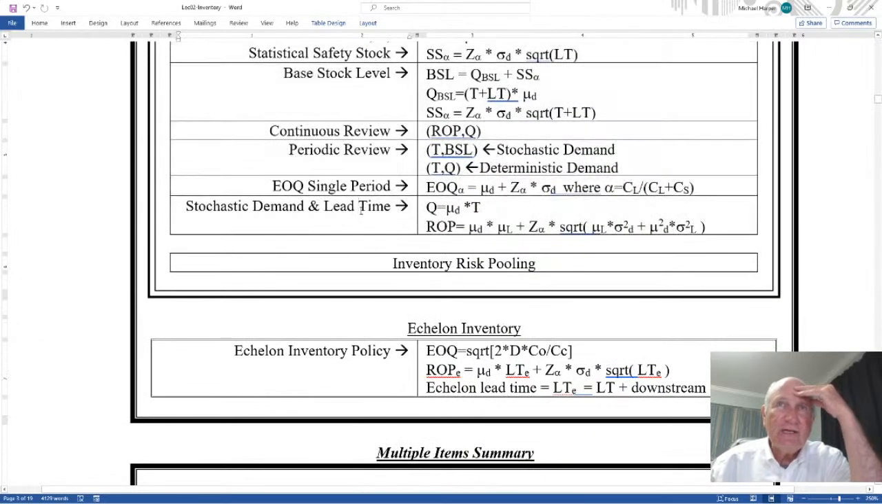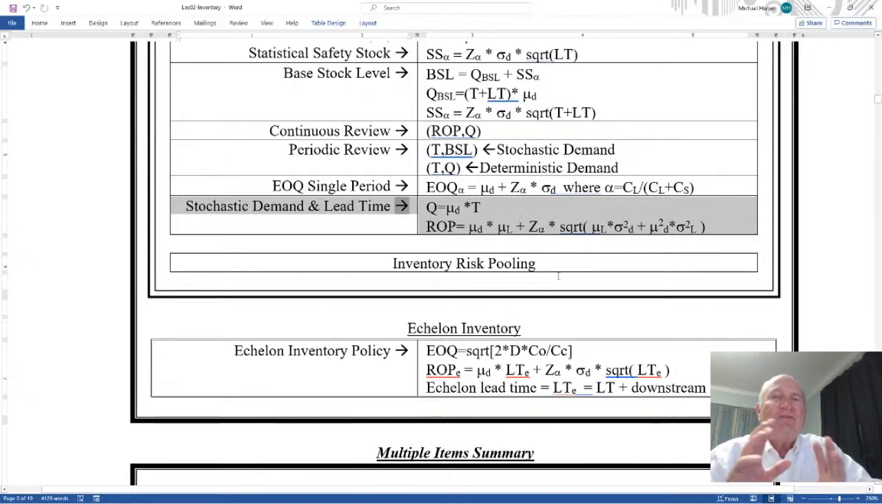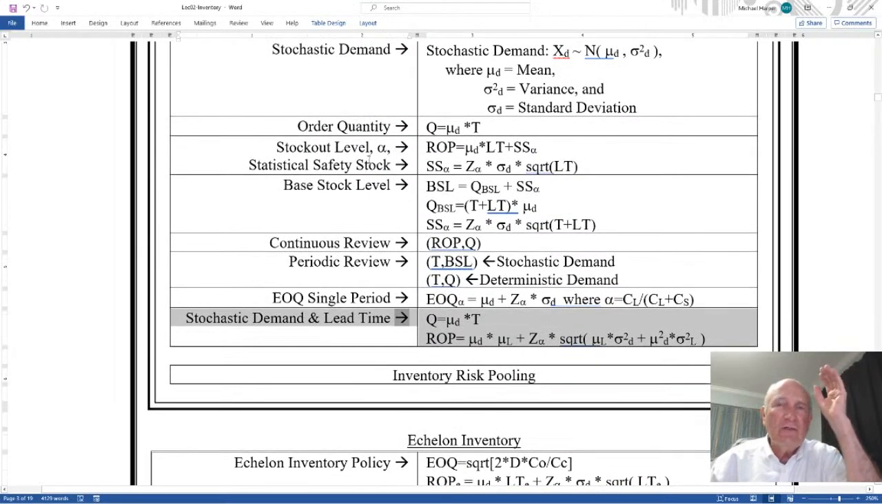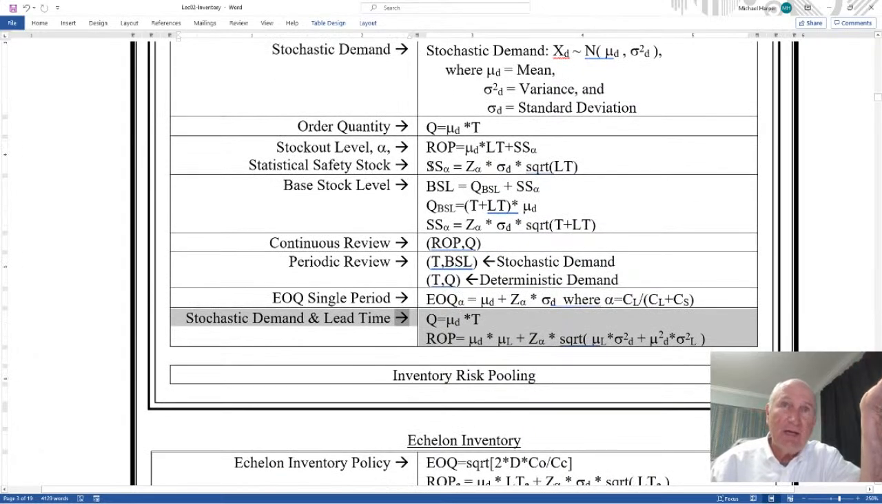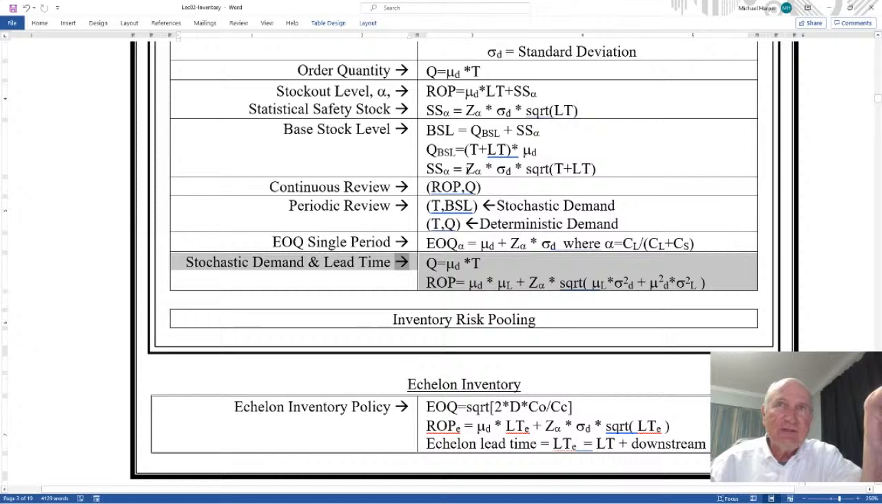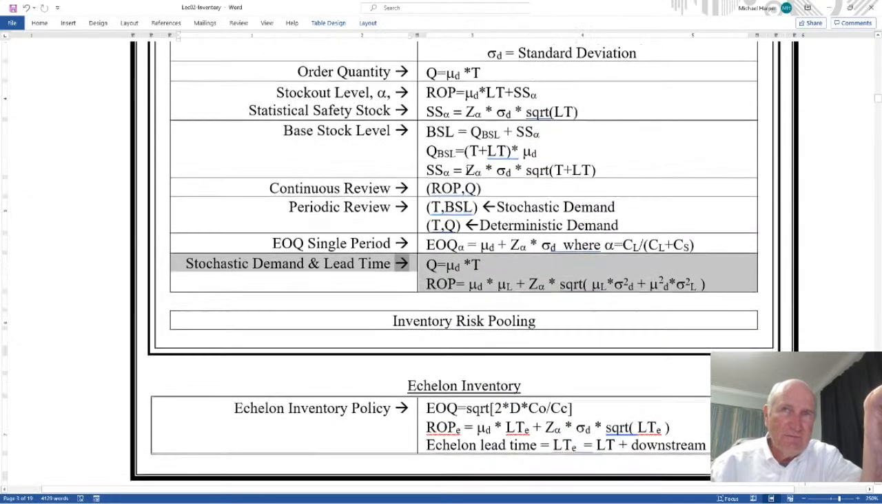So this last one down here, we're not going to get into this too much. I'm just going to refer to it and say we're going to deal with the demand being random, because the demand is random. Rarely do you have constant demand. You can have fairly constant demand, but usually in supply chains it's random. And that's why supply chain is challenging.